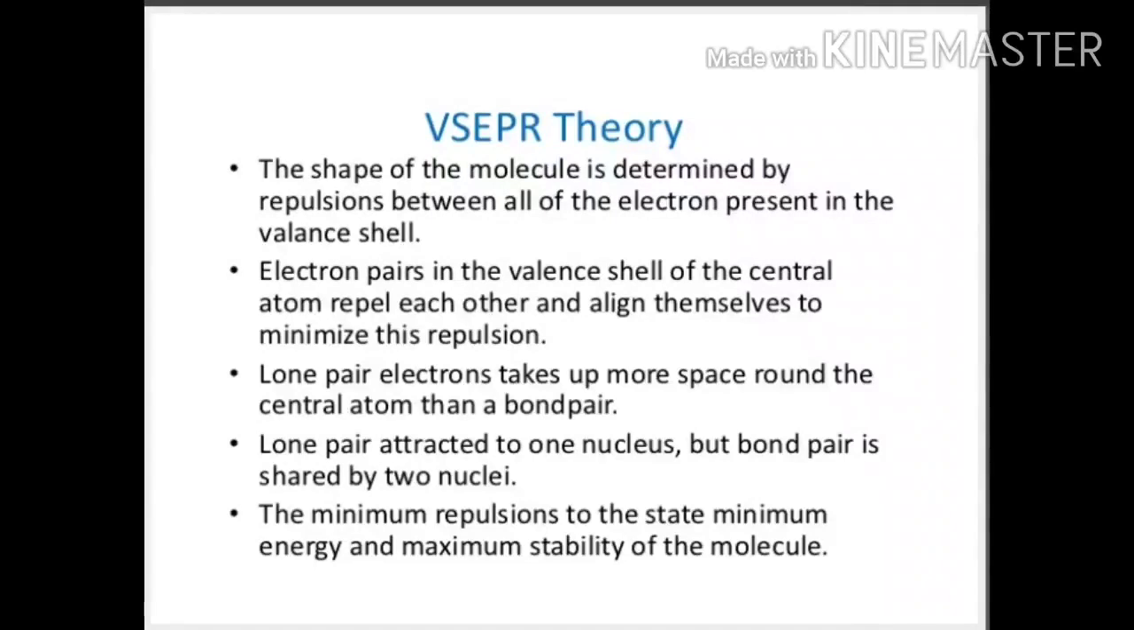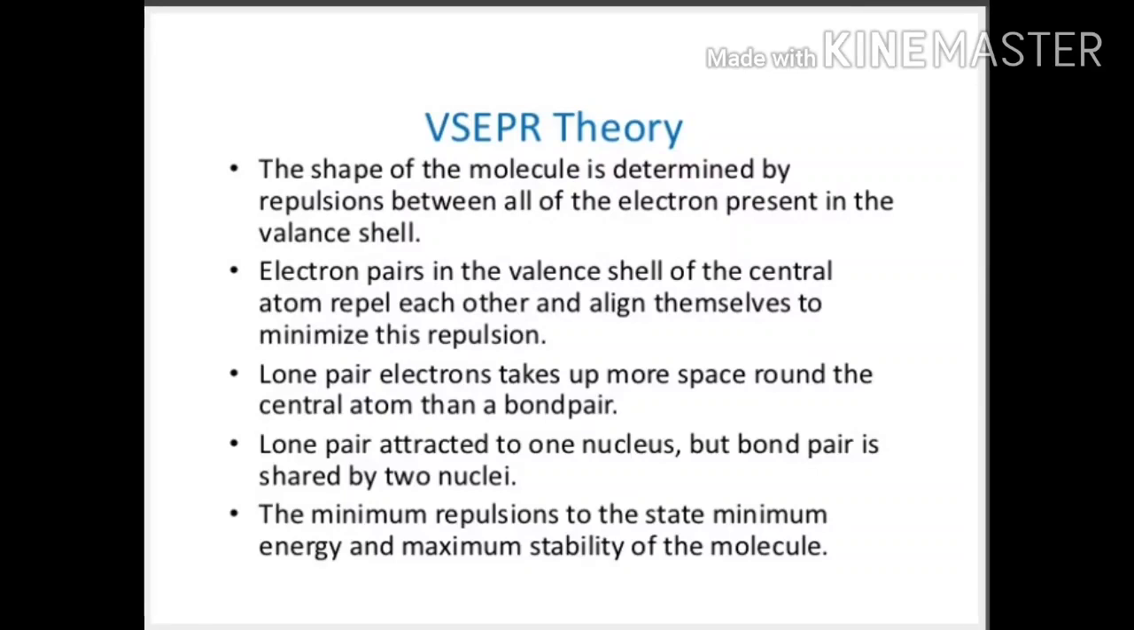The first point is that the shape of the molecule is determined by the repulsion between all the electrons present in the valence shell. The kernel electrons do not participate in determining the shape of the molecule. Next, electron pairs in the valence shell of the central atom repel each other and arrange themselves to minimize the repulsion.